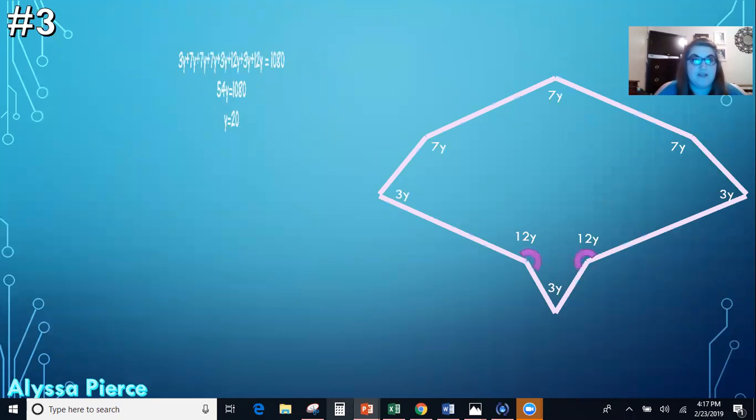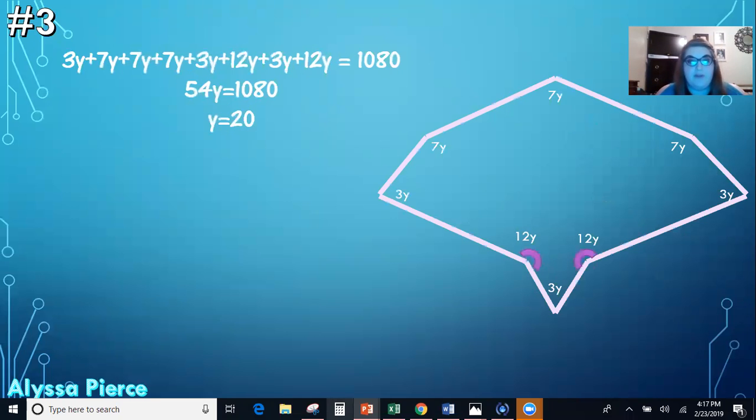So what that means is we're going to take 3y plus 7y plus 7y plus 7y plus 3y plus 12y plus 3y plus 12y, and we're going to set that equal to the 1080. So once we have that, we have 54y equals 1080. We're going to divide both sides by 54 to get y isolated for us, and we're going to find that y equals 20.